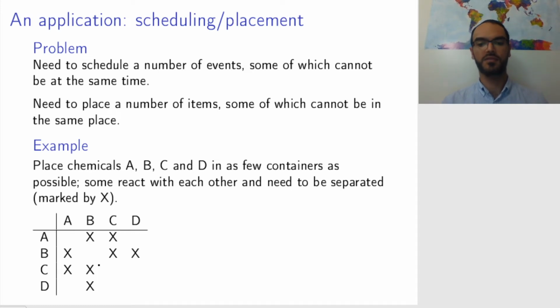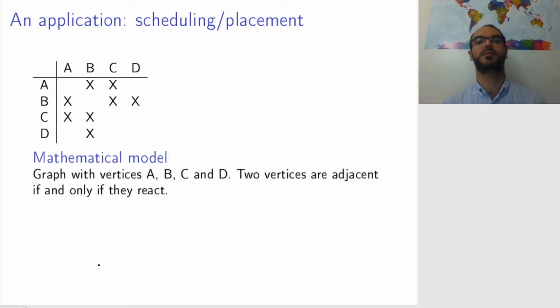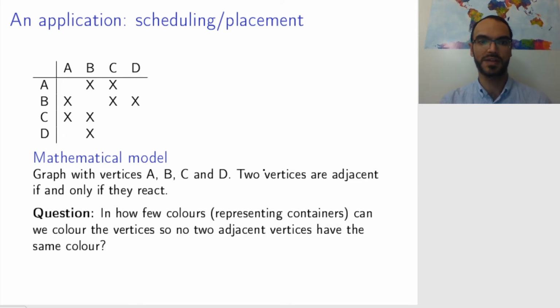So the mathematical way to model this, or a mathematical way to model this, is you draw a graph with your vertices corresponding to the chemicals or events you want to schedule or whatever. And in your graph, 2 vertices are adjacent if and only if they cannot coexist. So they react, or in this case, with chemicals.